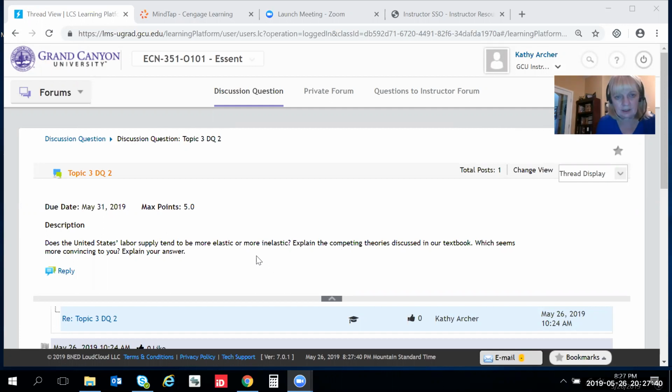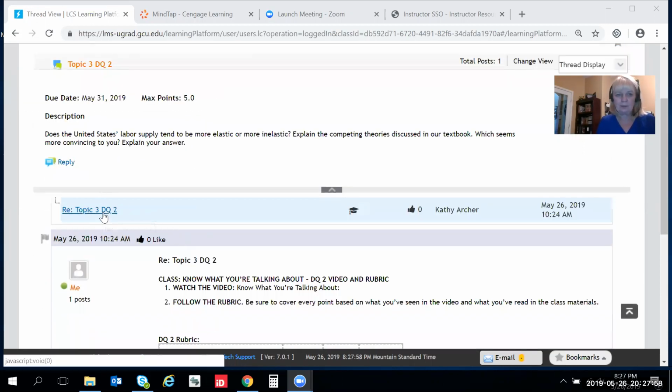DQ2 says, does the United States labor market supply, or labor supply, tend to be more elastic or more inelastic? Explain the competing theories discussed in our textbook. Which seems more convincing to you? Explain your answer. Once again, it's a kind of complicated discussion question, but let's look at the rubric to see exactly what's going to be required.